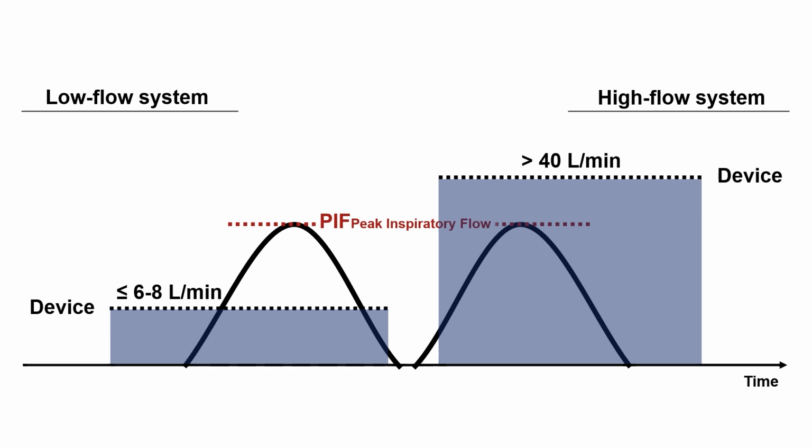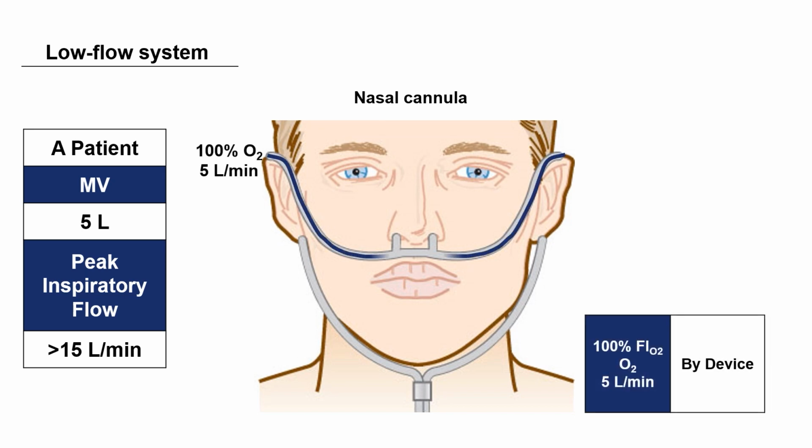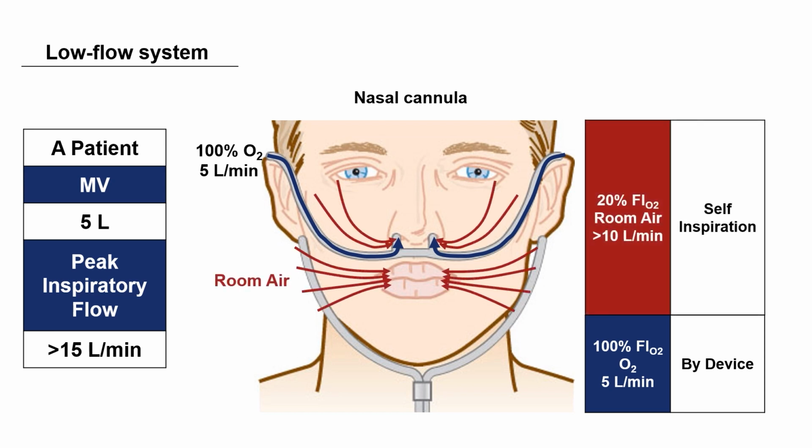Let's look at specific examples of representative devices from each system. Here's a relatively stable patient with a nasal cannula, a device of the low-flow system. If this patient's minute volume is 5 liters, the peak inspiratory flow is faster than 15 liters per minute. In this situation, if 100% oxygen is supplied at a flow of 5 liters per minute through the nasal cannula, 5 liters per minute of the total peak inspiratory flow is supplied by the device, and the remaining flow of more than 10 liters per minute must be inhaled by the patient from the room air.